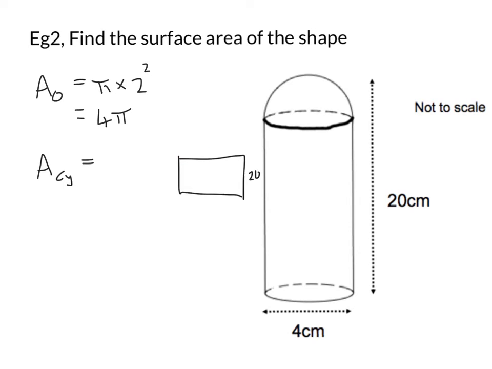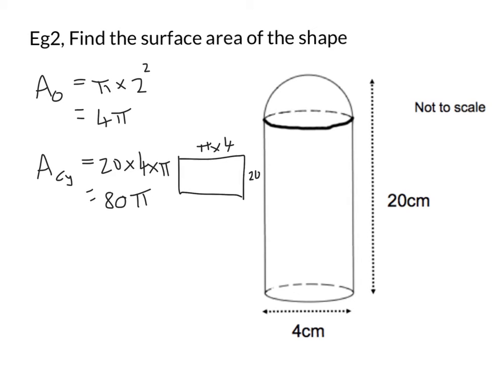So the circumference of that circle, let's just write, that would be pi times the diameter. The diameter of the circle is 4. So basically it's 4 pi. So the area of the curved surface area will be 20 times 4 pi, or 20 times 4 times pi, which should be 80 pi.